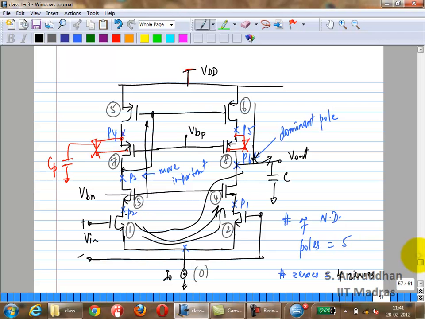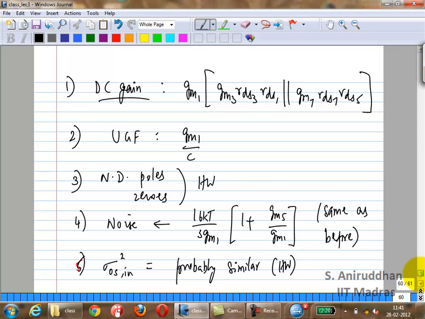However, it's right in the sense that in this particular case, this side is already biased at some VBN. If you assume that VBN is biased low enough such that these two are at the edge of saturation, then that is true. But in a general case, that need not be. VBN need not be biased that way. You can bias VBN higher also. If that is not the case, then VBN minus VT4. Okay, that is a more general expression.